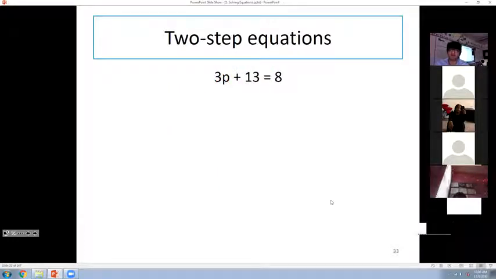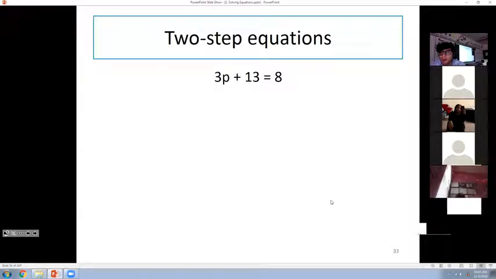Okay, let's do the number 2. Again, this is a 2-step equation. We will, guys, be doing 2 steps to get the answer. Okay? And let's do it now. 3p plus 13 is equal to 8.